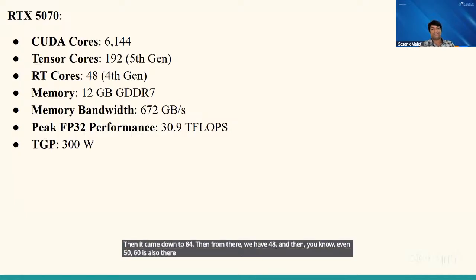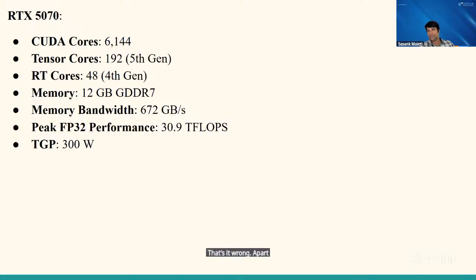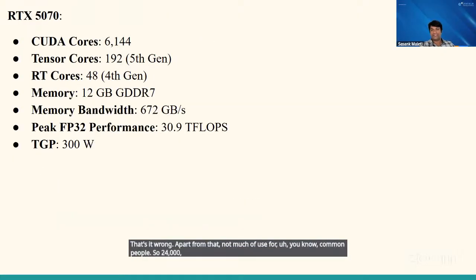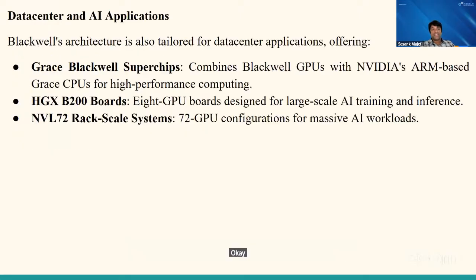I'm not sure, I just kept only a couple of things. This is not that very important. You just need to understand what a graphic card actually contains for a normal user. That's it. Apart from that, not much of use for common people. So 24,000, 10,000, it came down to 6,000. So next, let us talk about the data center and AI applications.